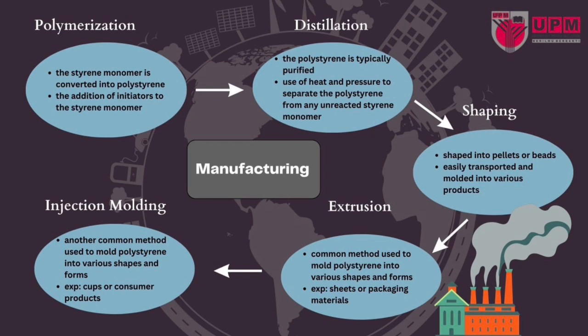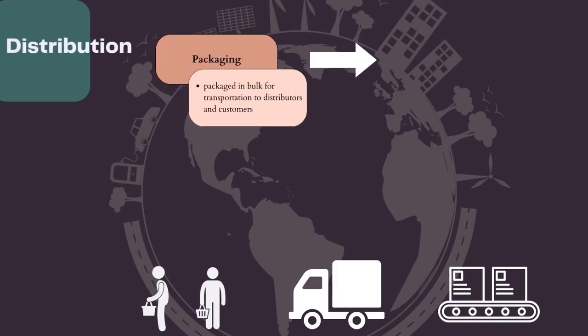Overall, these manufacturing processes are critical for the production of polystyrene and enable the material to be molded into various shapes and forms for use in a wide range of applications. Next, we will move to distribution of polystyrene.